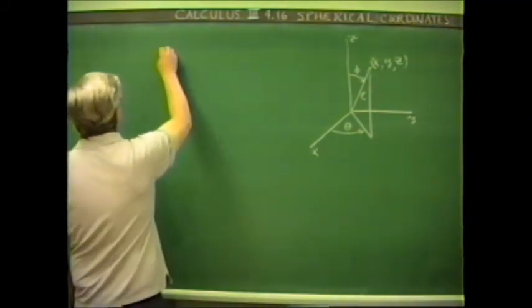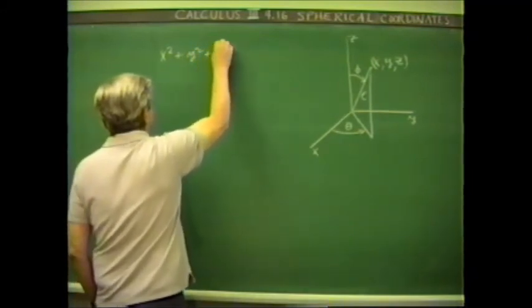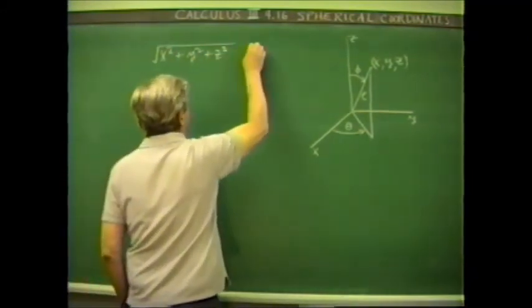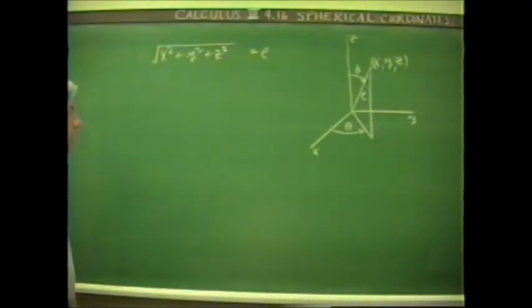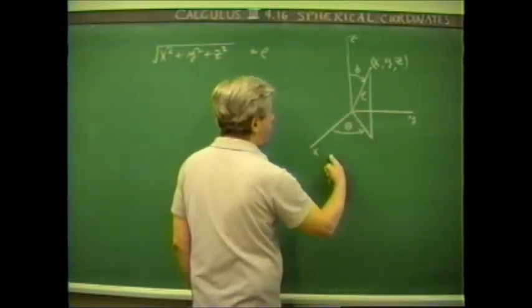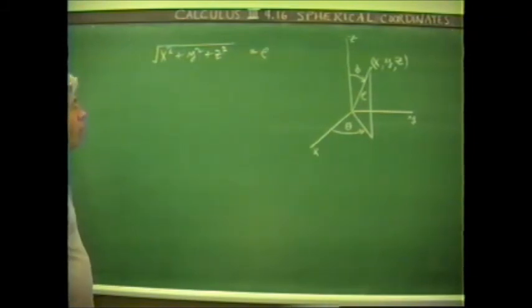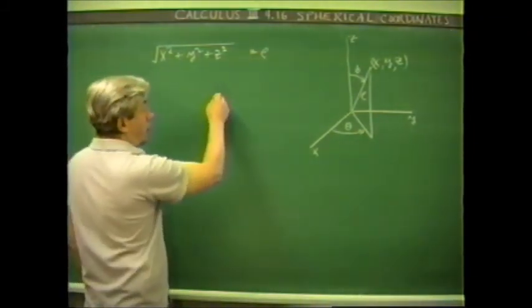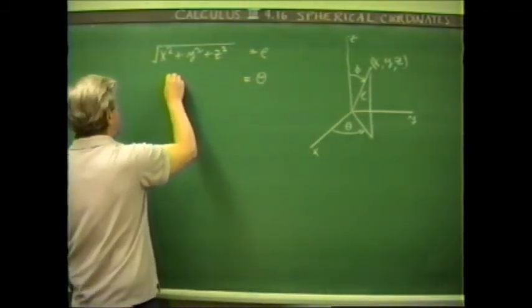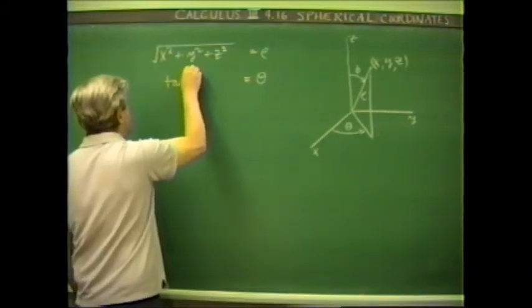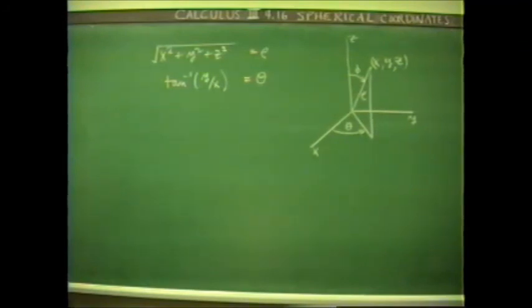What do we have here? Well, the square root of x squared plus y squared plus z squared will give us rho. It's also permissible to have a minus rho here, which would give you the point down here like so. But theta is as before, the angle whose tangent is y over x.